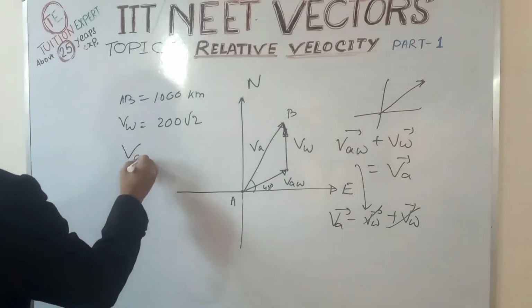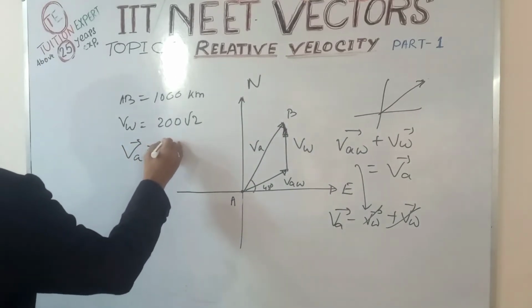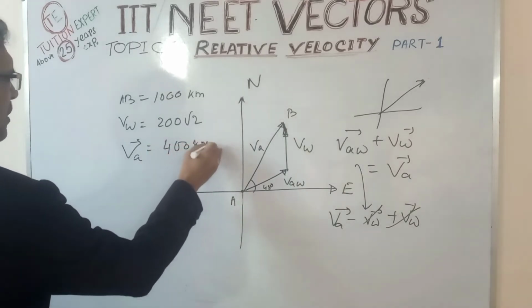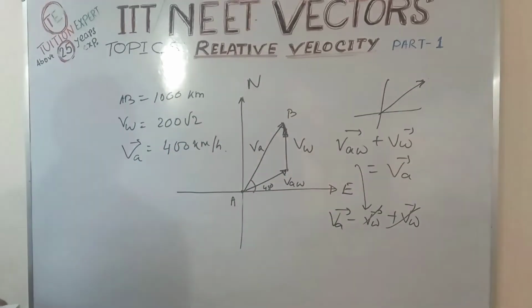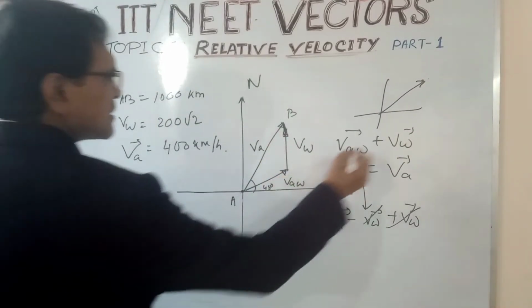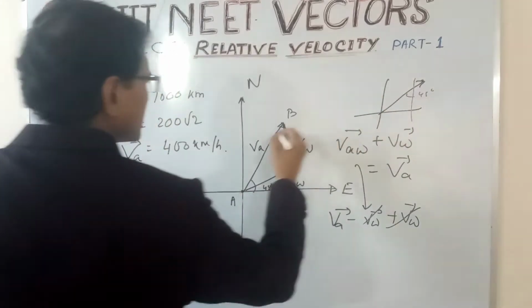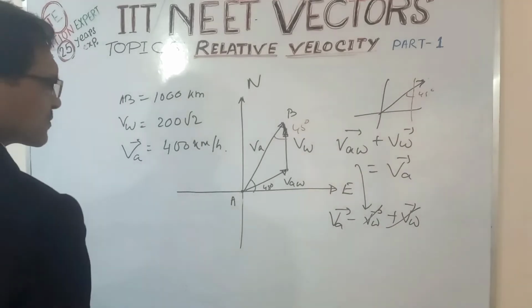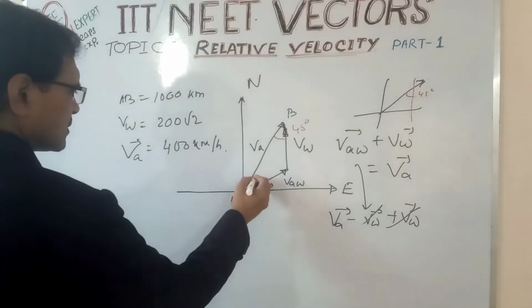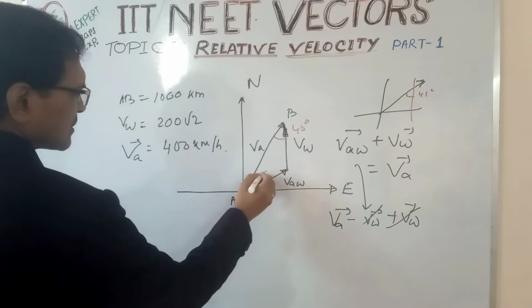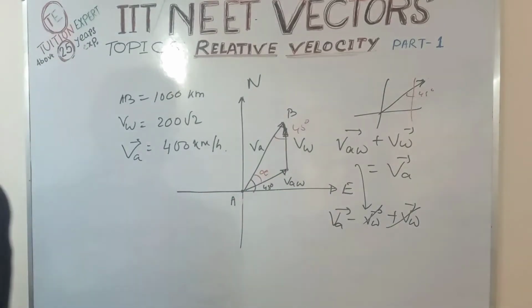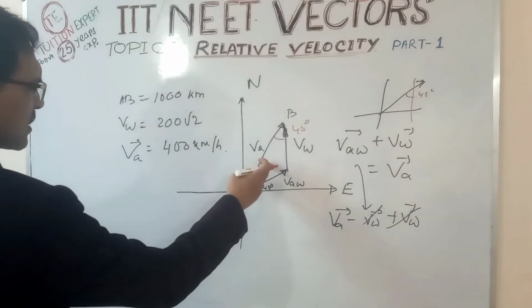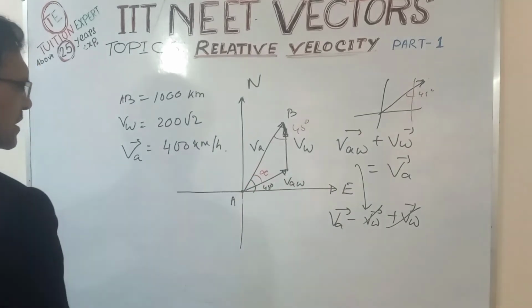Now given velocity of aircraft equal to 400 kilometer per hour. Now this angle is 45 degree, we know northeast direction. So this angle is 45 degree and this 45 degree. Suppose we have to calculate this angle alpha. If we calculate angle alpha, then we get alpha plus 45 degree, which will be the direction of the aeroplane.